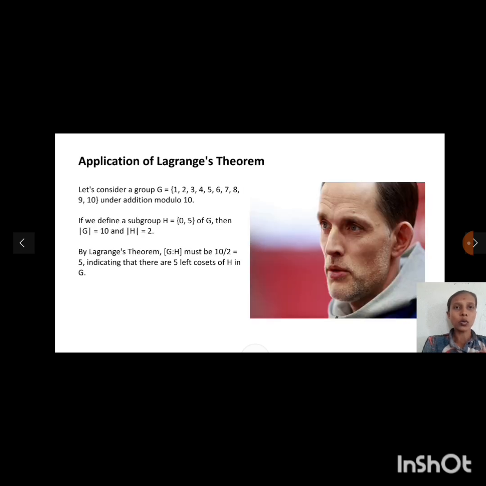Let's consider a group G equals {1, 2, 3, 4, 5, 6, 7, 8, 9, 10} under addition modulo 10. If we define a subgroup H equals {0, 5} of G, then mod of G equals 10 and mod of H equals 2. By Lagrange's theorem, [G : H] must be 10 by 2 equals 5, indicating that there are 5 left cosets of H in G.